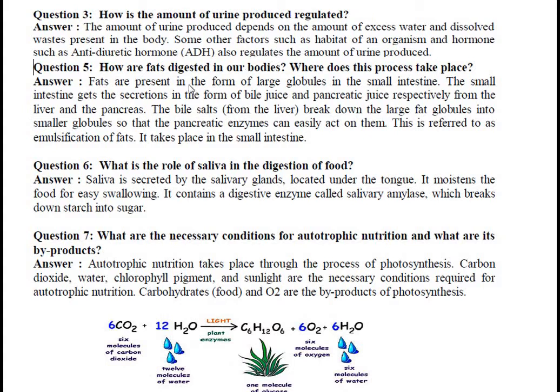Okay. How is it helping? The hormone of reabsorption, that is antidiuretic hormone. This antidiuretic hormone helps in the reabsorption of water and minerals. Okay. How are the fats digested in our bodies? Where does this process take place?